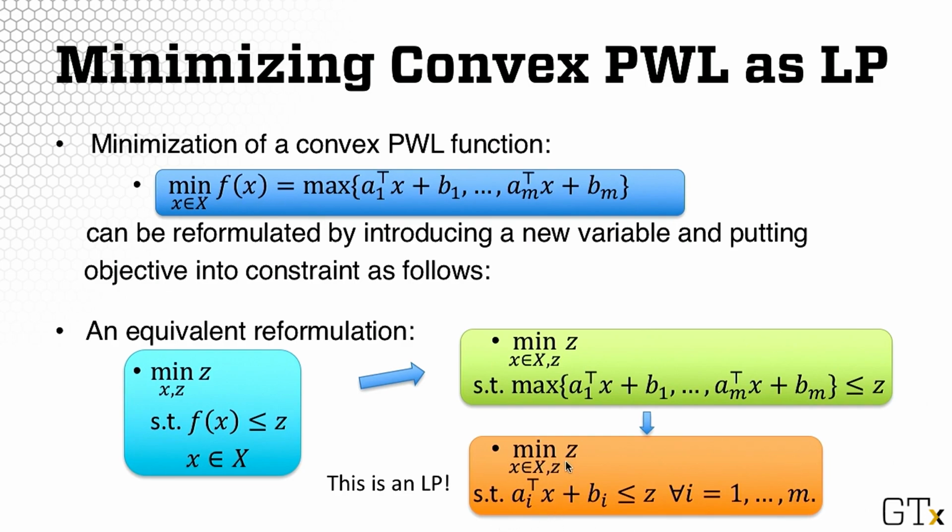The only trick we need to do is introduce a variable z and bring the objective to the constraint as f(x) less than or equal to z. Because each piece here is a linear function, in the end we'll have a linear program. So this is all the trick that we need to reformulate any minimization of convex piecewise linear function as a linear program.